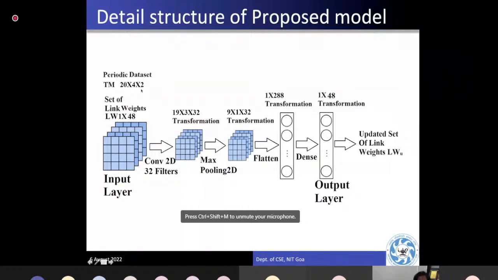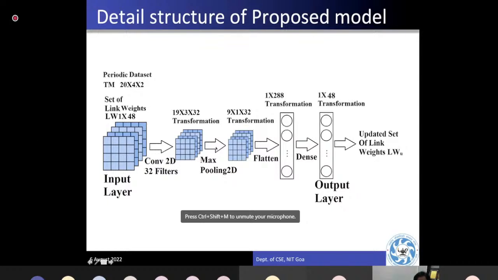The 20 is the number of switches. 4 is the number of ports in each switch. 2 is the features. And 48 is the number of links. So that is the input, and we are doing the convolution, meaning we apply a filter to each feature. This is the beauty of the CNN: we don't need to define the filter. It is periodically updated based on the data.